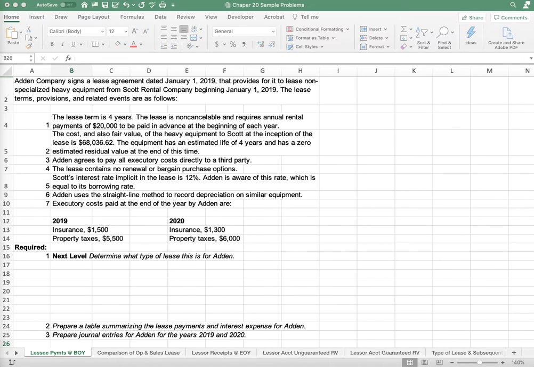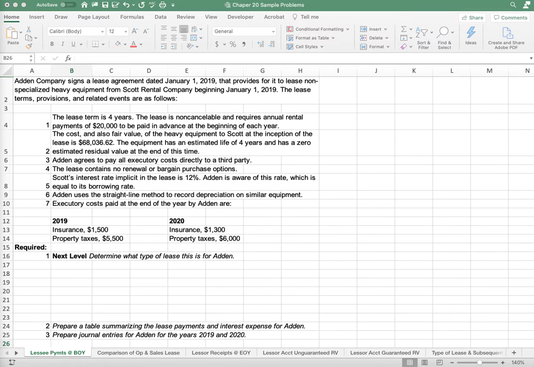The lease term is 4 years, lease is non-cancelable and requires annual rental payments of $20,000 to be paid in advance at the beginning of each year. The cost and also fair value of the equipment to Scott at the inception of the lease is $68,036.62. The equipment has an estimated life of 4 years and has zero estimated residual value at the end of its time. Aiden agrees to pay all executory costs directly to a third party. The lease contains no renewal or bargain purchase options.